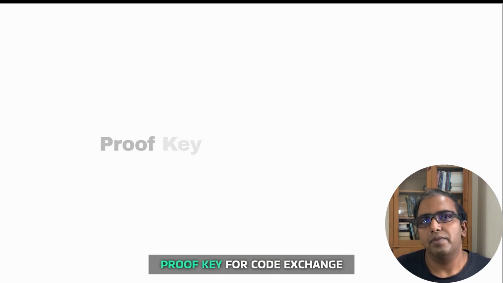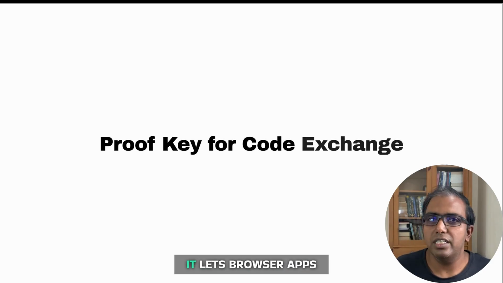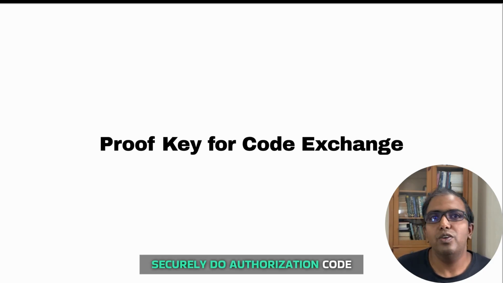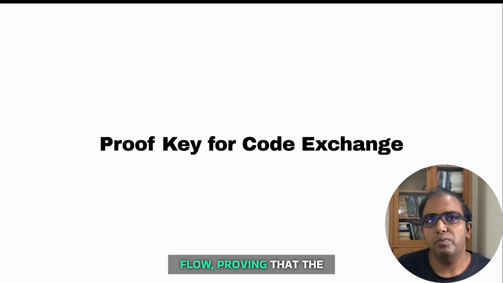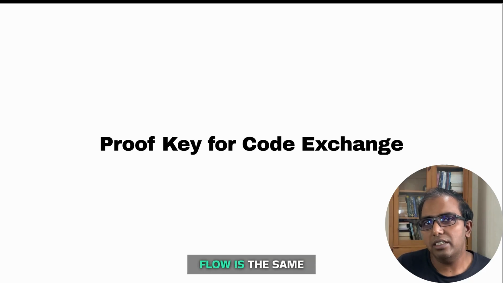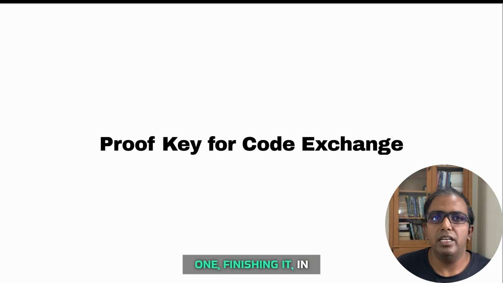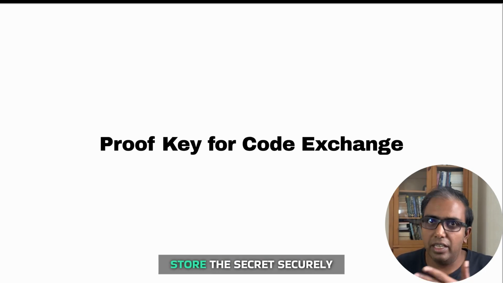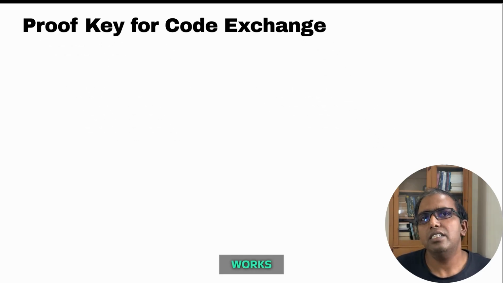They many times don't have a secure backend to keep the client secret. That's where PKCE comes in, proof key for code exchange. It lets browser apps securely do authorization code flow, proving that the app that started the flow is the same one finishing it in scenarios where they can't store the secret securely. Here is how it works.